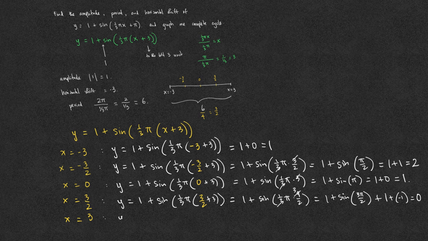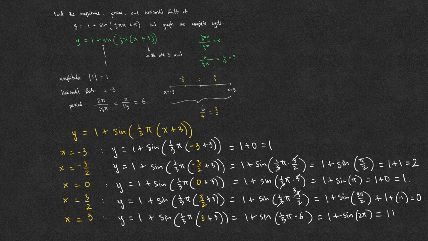And lastly, y equals 1 plus sine of 1/3 pi. We're substituting 3 into x now, plus 3. This is 1 plus sine of 1/3 pi times 3 plus 3, which is 6. And so this is 1 plus sine of 6 over 3 pi, and 6 divided by 3 is 2. But sine of 2 pi is 0. So 1 plus 0 is 1.